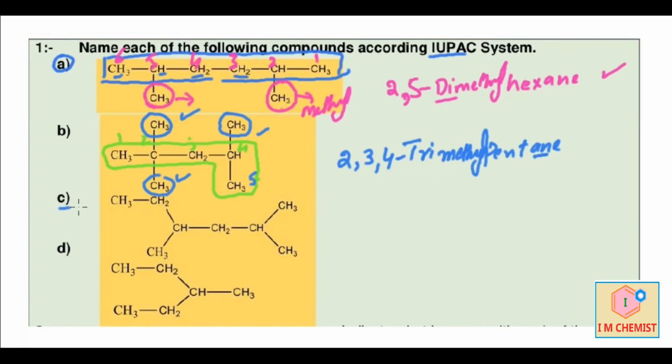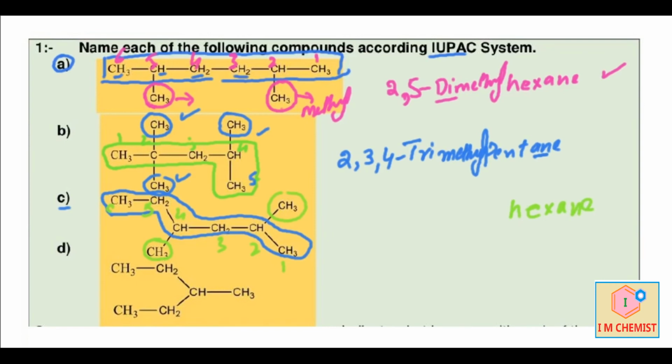Let's proceed to example number 3. First of all, as per the IUPAC system, you have to select the parent chain. So the parent chain would be like this. This would be your parent chain. Now you have to look for the substituents. So this methyl group would be a substituent and this methyl group would be a substituent. Now as you can see, the longest chain contains 1, 2, 3, 4, 5, 6 carbons. So for 6 carbons you use hexane. This would be a hexane.